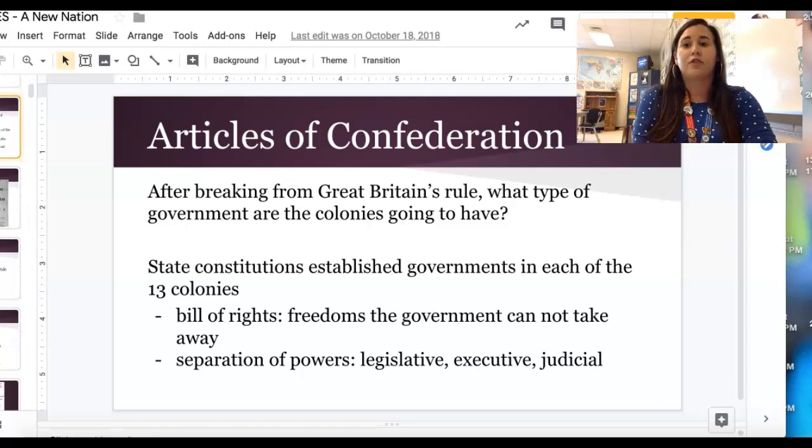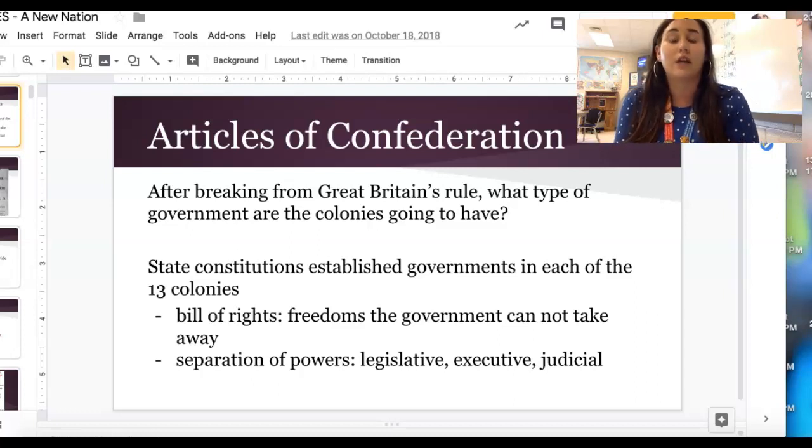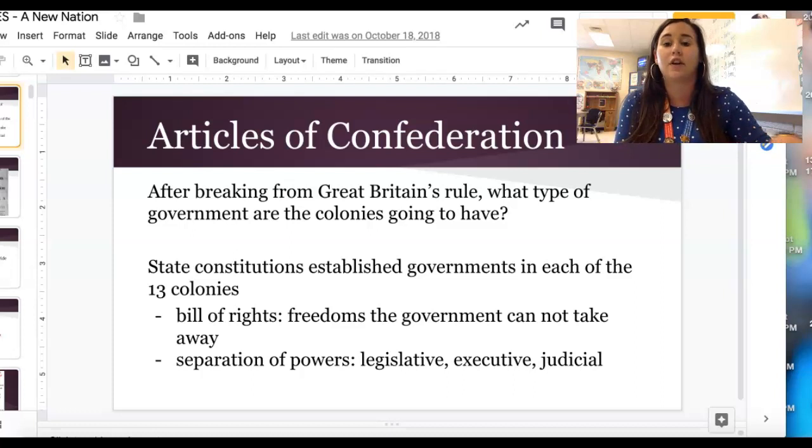So the question became, after the Revolutionary War, what type of government are the colonies going to have? Actually, this was a question in the midst of the war as well. Once the colonies declared independence, those newly formed states began writing constitutions. Within those state constitutions, there were several common themes. First of all, most of them had a Bill of Rights, a guarantee of freedoms, of rights that the government cannot take away, and also a separation of powers, different branches, legislative, executive, and judicial, in order to stop power from being concentrated in one body or just one person.